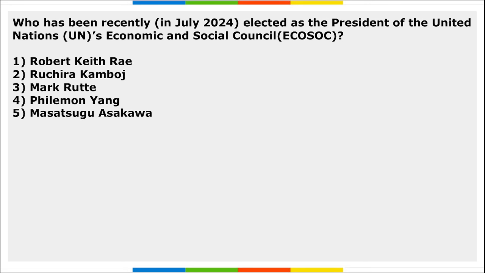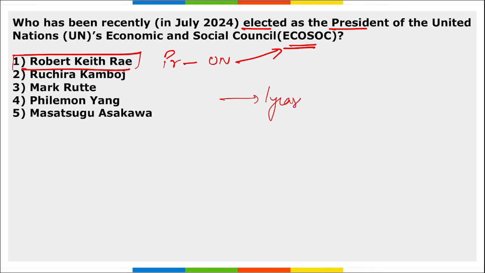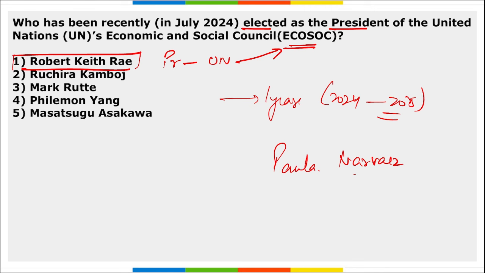Now let's move to some revision part that will be very beneficial in your competitive exams. Next, who has recently been elected as the president of UN ECOSOC? So Robert Keith Ray has been appointed as the new president of the UN ECOSOC body. He will be in this position for 1 year, that is from 2024 till 2025. And he succeeded whom? He succeeded Paula Narvaez of Chile.